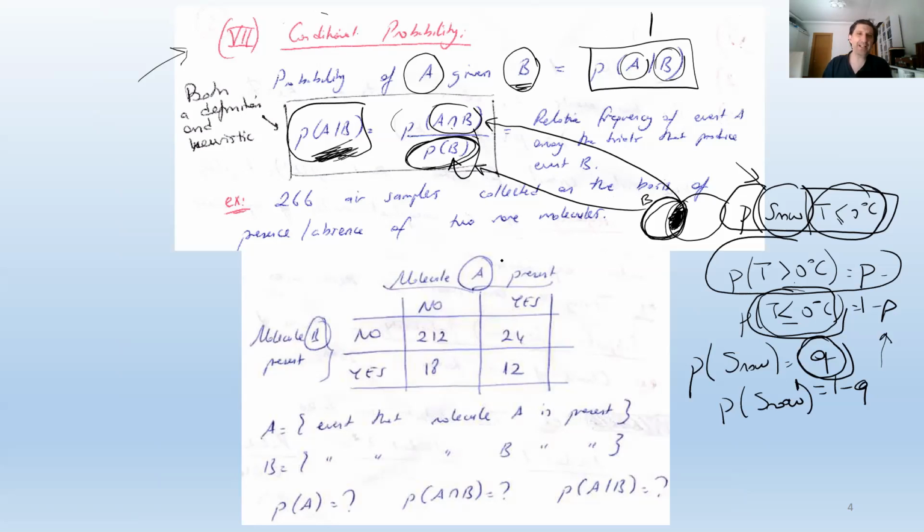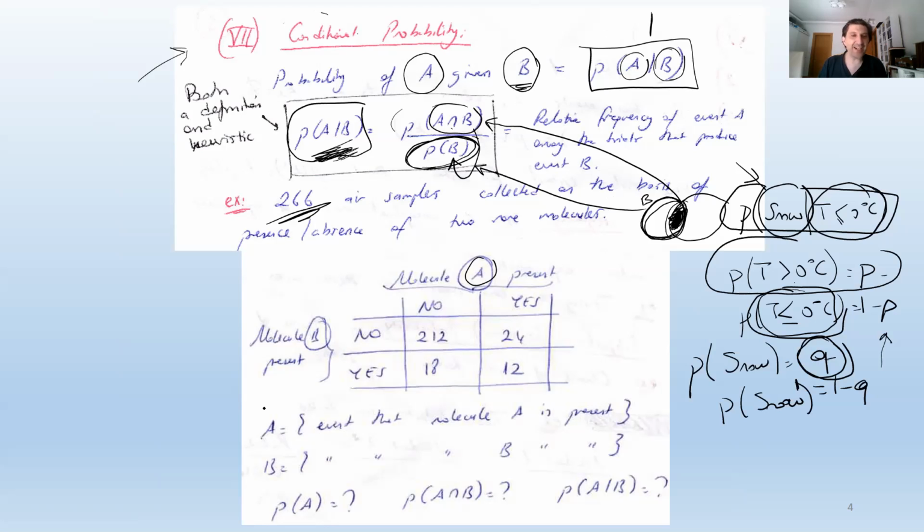Well, a very simple example. Well, this is actually too simple. Let's say that we have 266 air samples collected, and for each of these samples, we check whether a certain molecule A is present and a certain molecule B is present or not. And we give equal weight to each of these samples. So here, actually, we use the classical interpretation of probability. Each sample has the same probability of being chosen.